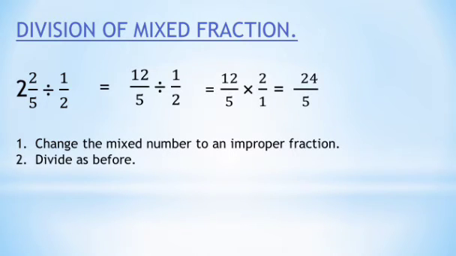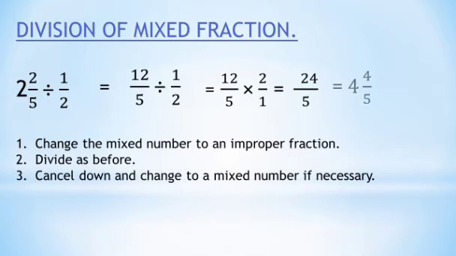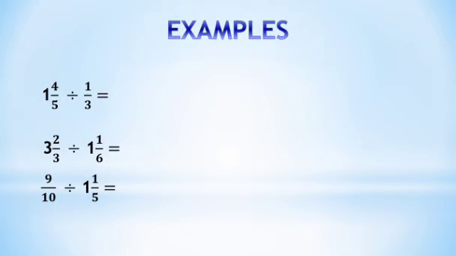And then we will again multiply numerators together and denominators together. So our answer will be 24 upon 5. Again, this is an improper fraction, so we need to change it into mixed fraction. So our final answer will be 4 upon 5, where 4 is the whole number and 4 by 5 is the proper fraction. We will again see some examples.